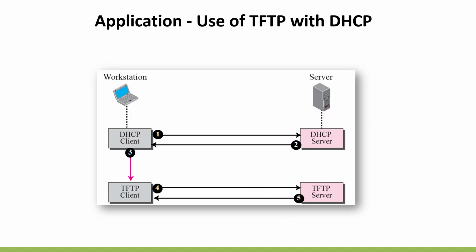The process begins with the station using a DHCP client to obtain the name of the configuration file from the DHCP server. Once the file name is received, the station passes it to the TFTP client, which then communicates with the TFTP server to download the actual configuration file. This lightweight and automated setup makes TFTP ideal for diskless workstations, routers, and network devices that need to load their configuration during startup.